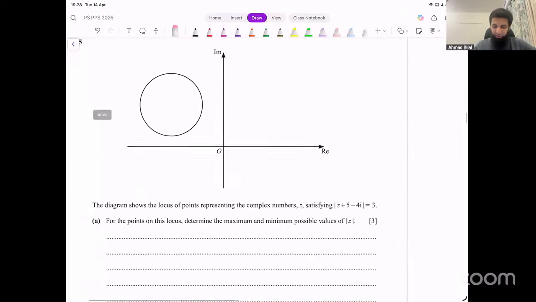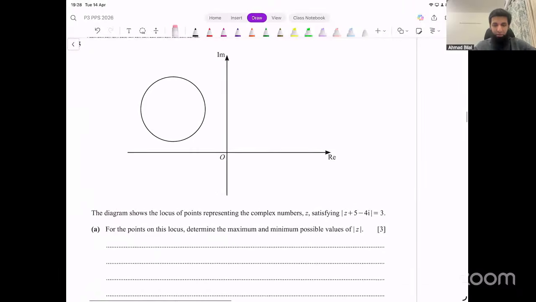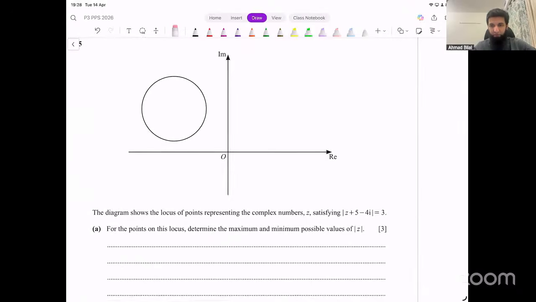Okay, this is the next one that most people have problem. And now again, complex numbers, question number 5 from this paper. Let's do this. The diagram shows the locus of points representing the complex number z satisfying this equation. For the points on this locus, determine the maximum and the minimum possible values of modulus of z.